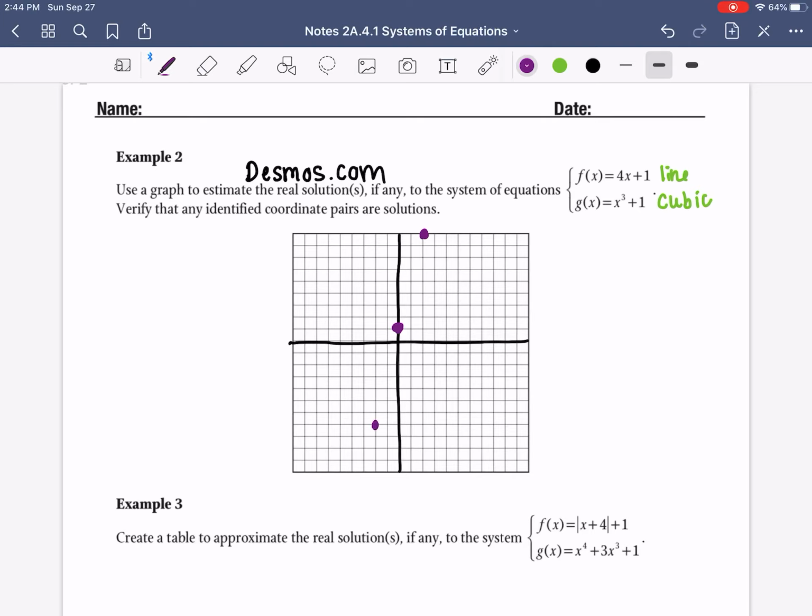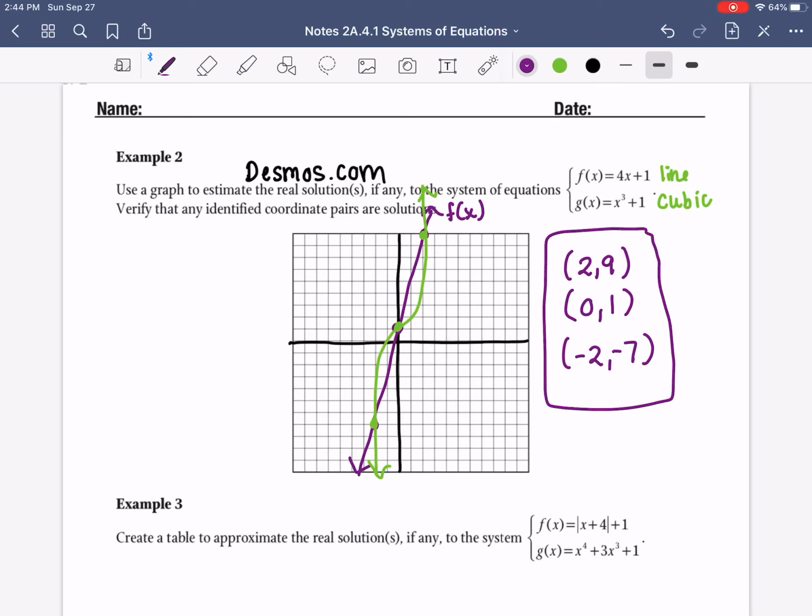So one of them was just a straight line. So f of x was just a straight line. So I'm just going to connect all those dots. This was f of x. And then we'll do g of x, which was that cubic equation. So the cubic equation looked something like this. And you just make sure that it hits at exactly those 3 points. So my solutions were at 2, 9, 0, 1, and -2, -7. So we got this from Desmos, it graphed it for us, right?